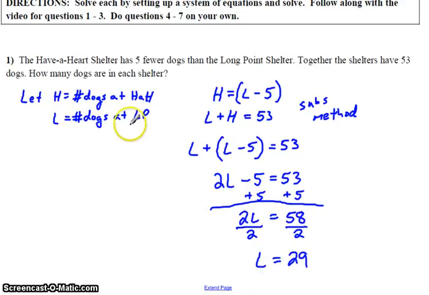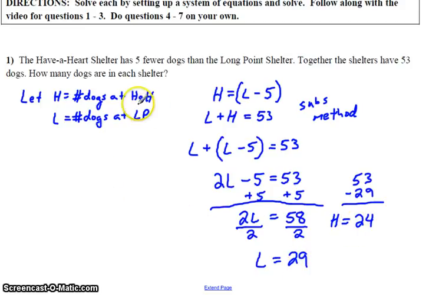So that means the number of dogs at Long Point is 29 dogs. And we need to find both shelters. So we know that L plus H is 53. So I'm going to do 53 minus 29. And that gives me 24 for my H. And 29 plus 24 does equal 53.